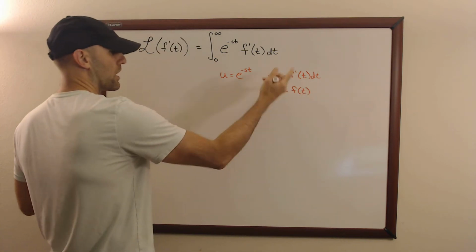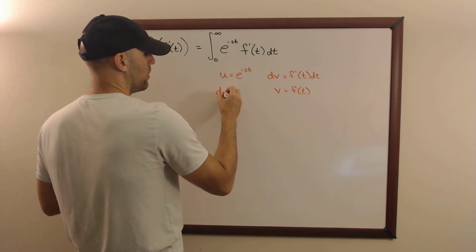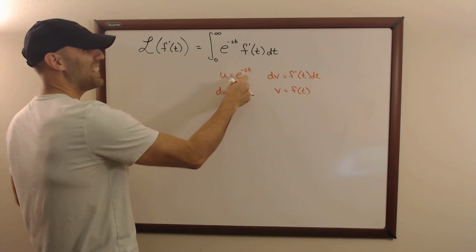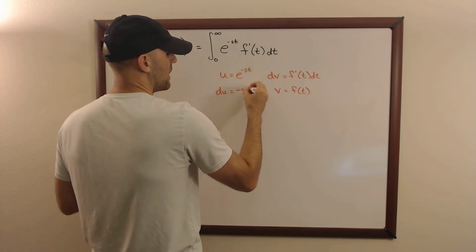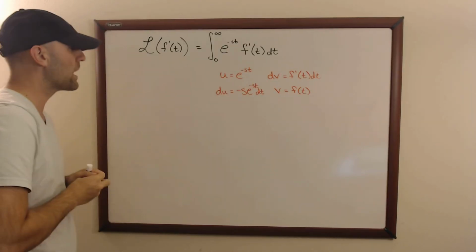Of course, this is again the integral. And du would of course be, remember, I'm taking the derivative with respect to t, so s is technically a constant. So this would be negative s e to the negative st dt. Let's see what I get when I put those things in there.